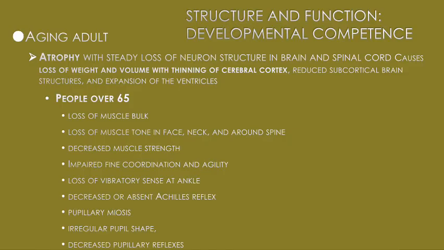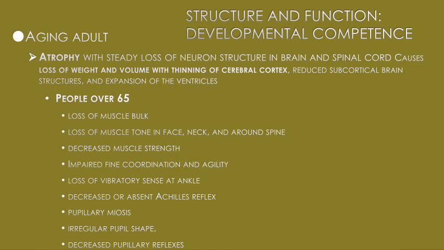Now we're looking at developmental components of an aging adult. As we get older, we do expect some atrophy to occur, and this is due to a steady loss of neuronic structure in the brain and spinal cord. So what we'll see is a loss of weight and volume in the cerebral cortex, and we'll start to have some thinning. This reduced subcortical brain structure and expansion of the ventricles will lead to the atrophy of the muscles and therefore also the decline of the neurologic function.